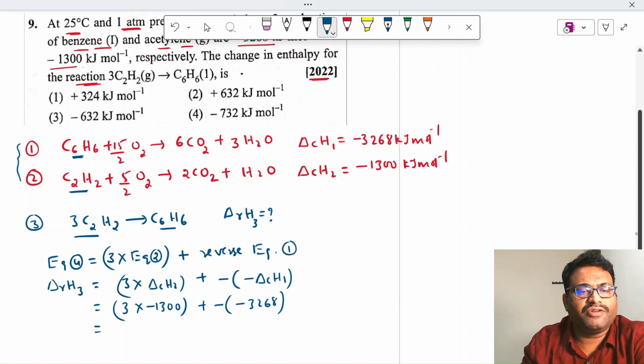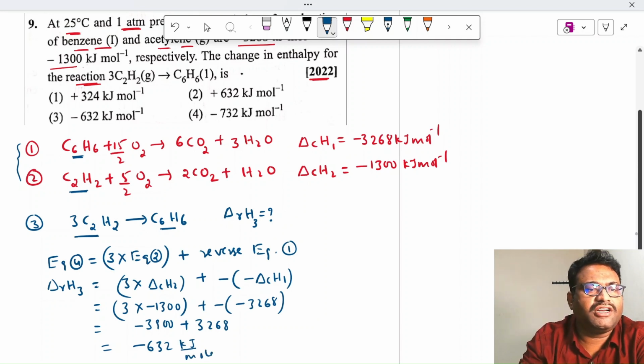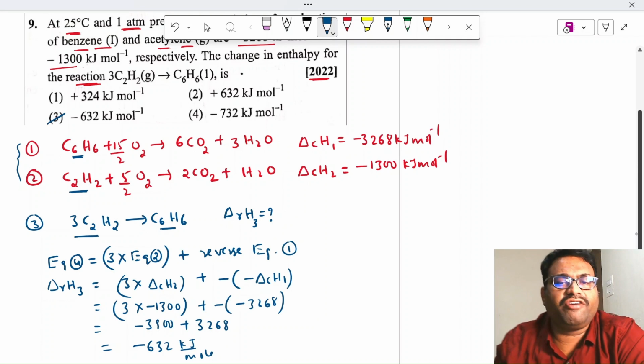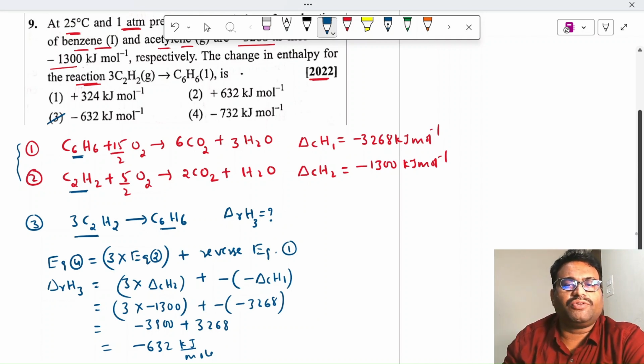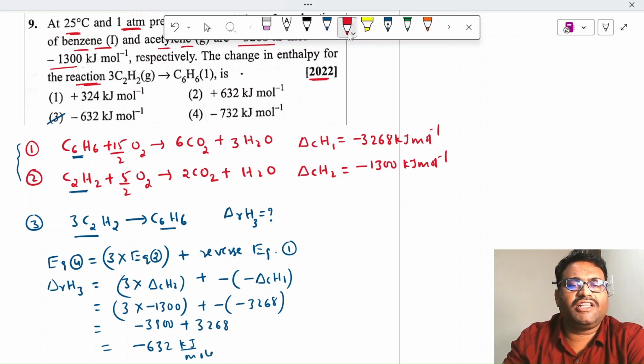So then what do you get? Minus 3900, minus, that is plus, how much? 3268. What do you get? Minus 632 kilojoule. So what is the answer? Third option is the answer. So this is one way of solving this question. Let us see the other way.